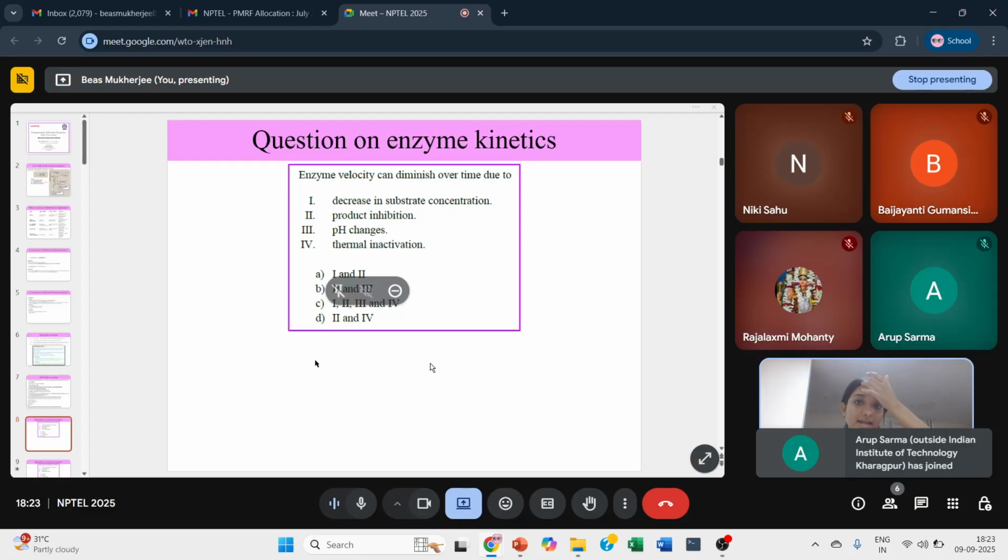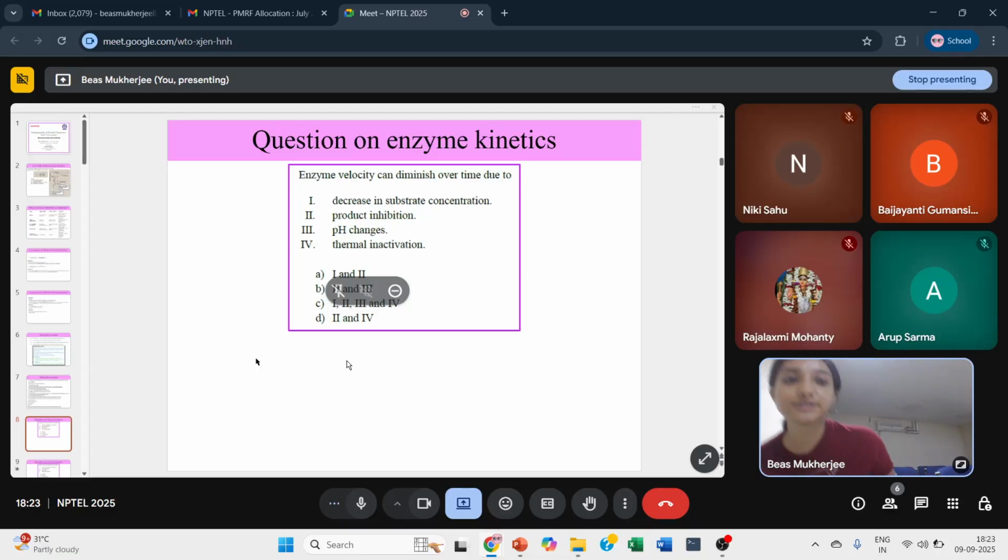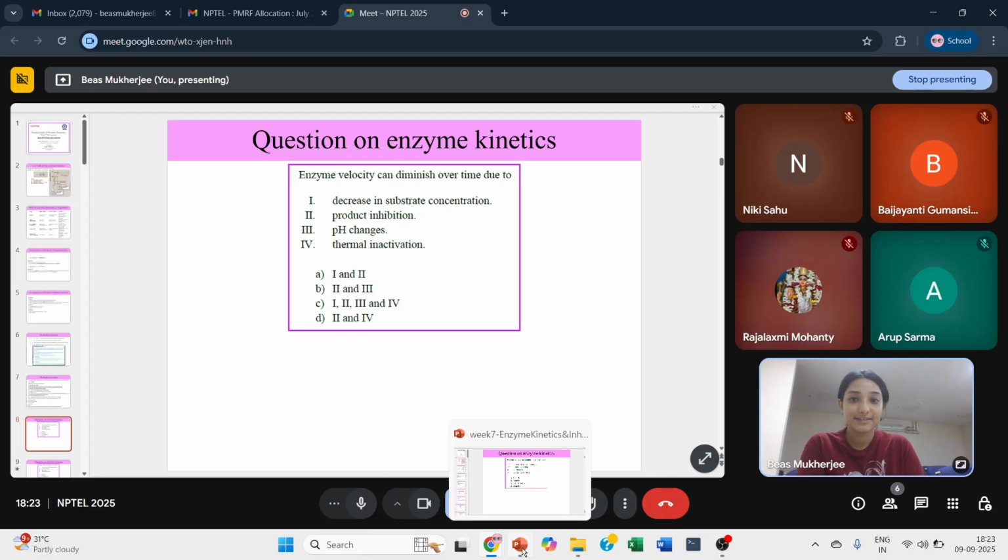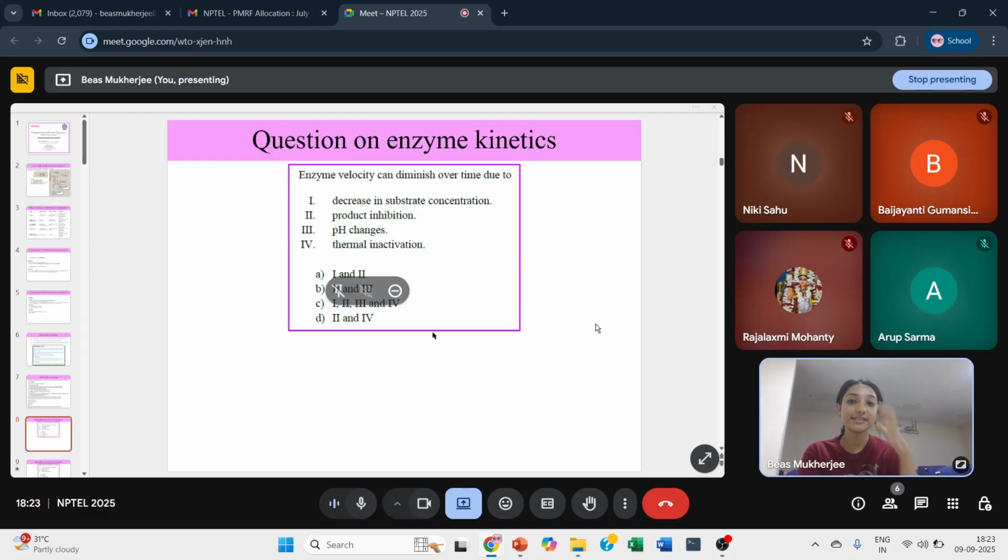So which of these can diminish the velocity of the enzyme over time? Very simple, very straightforward question. You can try to answer. Let's see if we are getting any answers. Hopefully we'll get answers in the chat box. Chalo, it's a very simple question. Try answering. Which of these different things can affect the enzyme activity negatively?